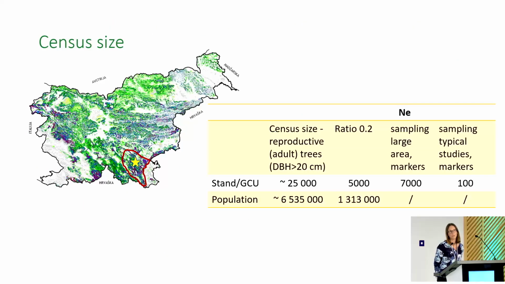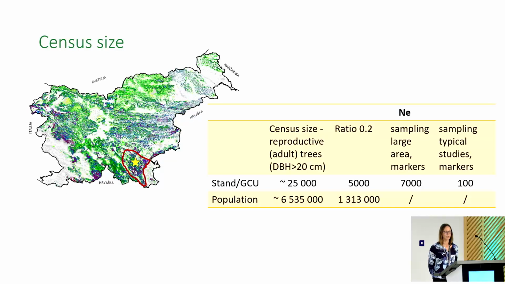When we compare all these results, and we look at the census size at the stand or at the GCU level, we know from the forest inventory, which we use to estimate the census size, that we have 25,000 adult trees in the area of this 100 hectares. A ratio of 0.2 gave us an effective population size of 5,000. Now the sampling spread over the entire GCU was in the same range, but the sampling that would be typical for population genetic studies was vastly underestimating the effective population size.